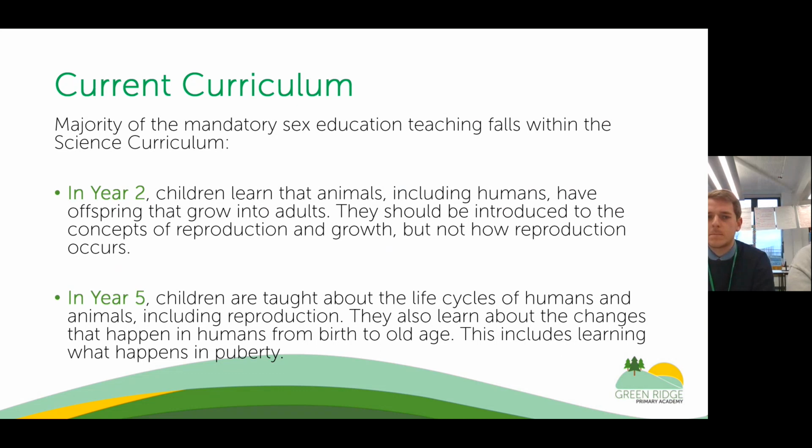Currently the majority of the mandatory sex education teaching already falls within our science curriculum. As you can see, there's two examples here. In Year 2, children learn that animals, including humans, have offspring that grow into adults. And then in Year 5, it progresses on to learning about the life cycle of humans and animals, which includes reproduction.